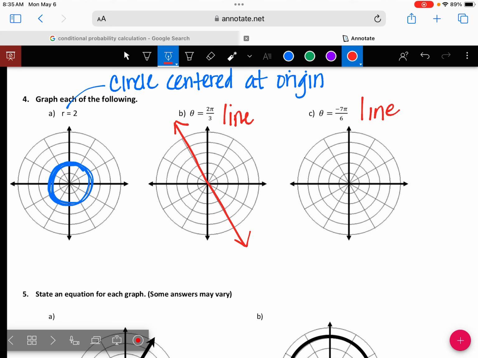This could also be, what else could it be? 6, 7, 8, 9, 10. This could also be 5π/6. It's the same line. All right, -7/6. So I'm counting backwards. 1/6, 2, 3, 4, 5, 6, 7. So this would be -7π/6 right here.